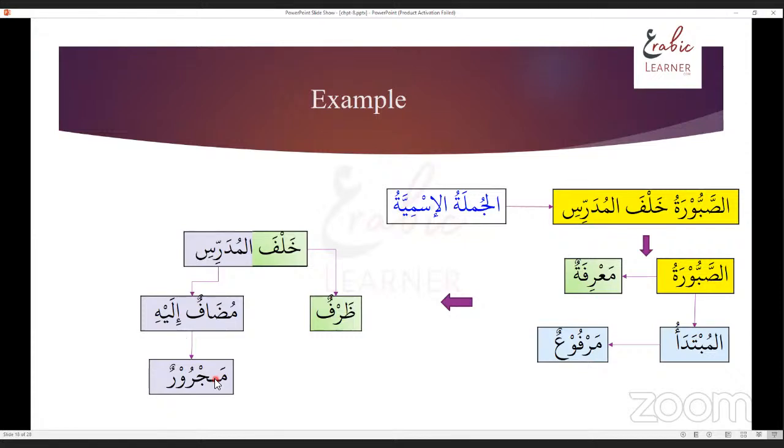Also, just for your reminder, when there is zarf-e makan coming in the form of mudhaf, then the ism that follows, meaning the mudhaf ilayh of the zarf, will take al. It will be ma'rifa. Remember that. That's why there is al here. Okay, so this is shibu jumla khabar. Is anything difficult here? Is it clear? This is the example I've taken just for your reminder, which was taught to you in the previous chapter.